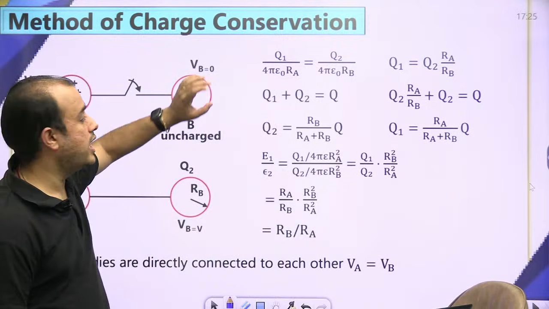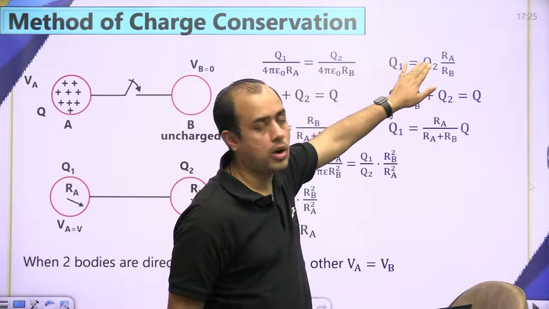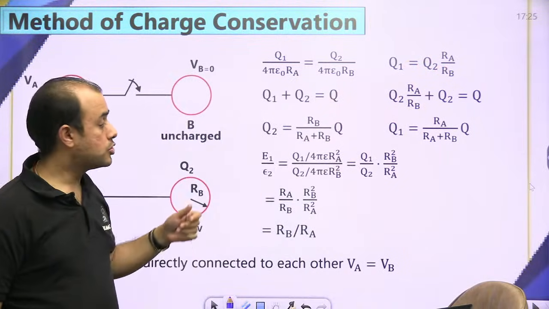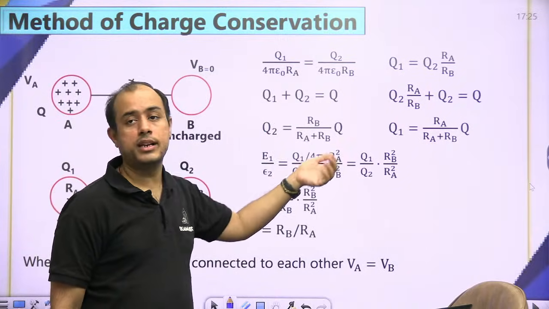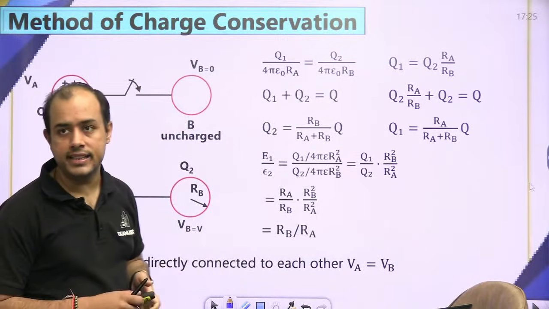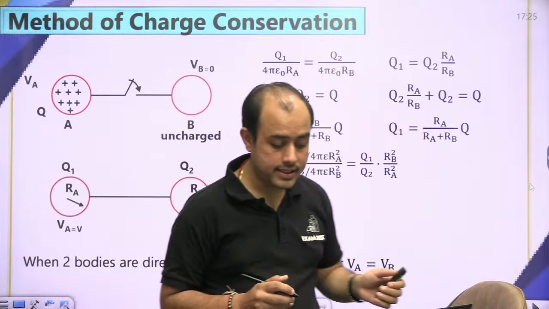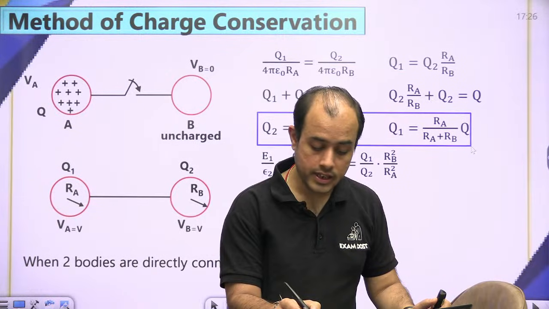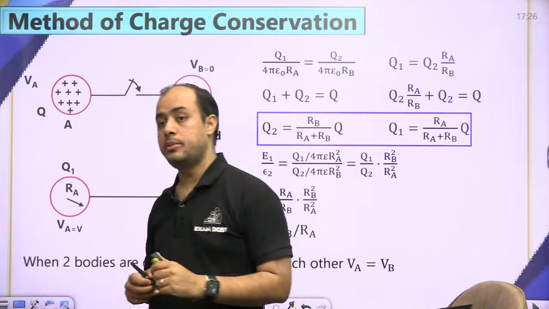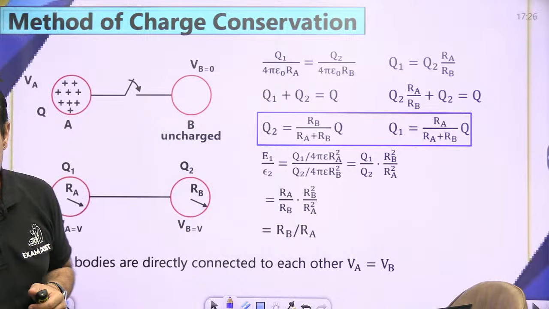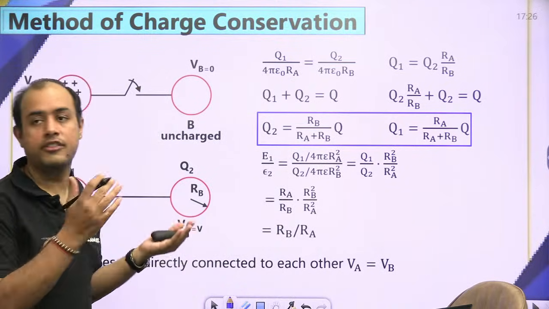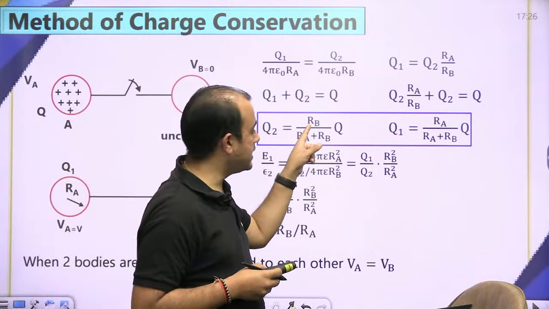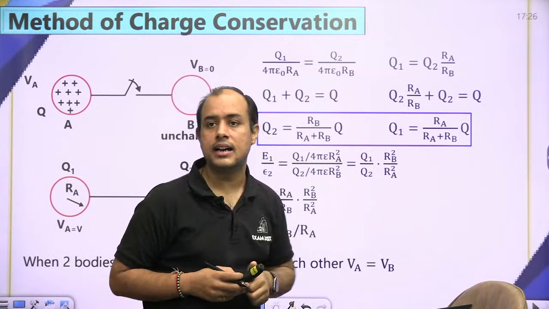So now beta, you have two equations. Q1 is Q2 RA by RB and Q1 plus Q2 is Q. So charge is being redistributed in the ratio of their radius. तो चार्ज जो है रेडियस के रेशियो में रीडिस्ट्रीब्यूट हो जा रहा है बेटा, ठीक है. So we are basically redistributing the charge as per the radius. So the larger sphere will hold more charge, the smaller sphere will have less charge. जिसका रेडियस ज्यादा उसका चार्ज भी ज्यादा आएगा.